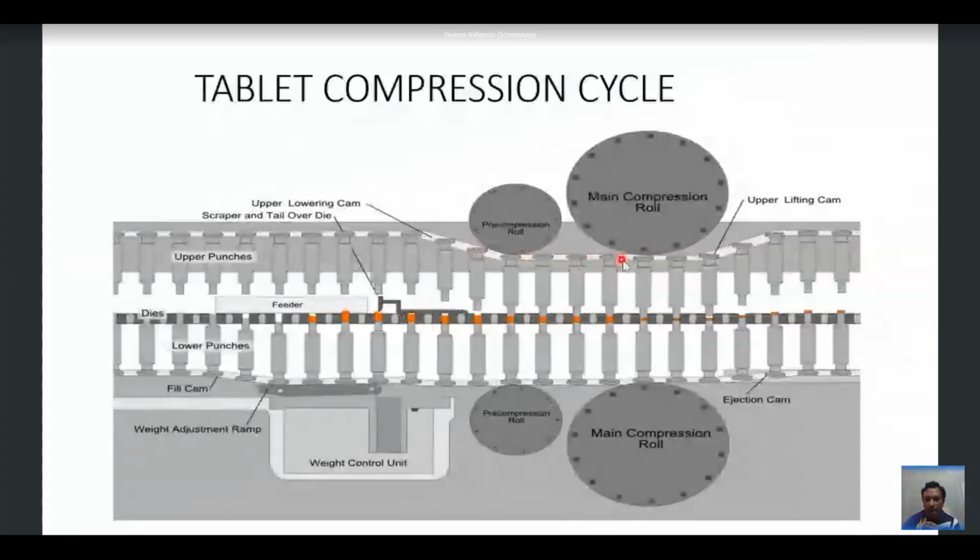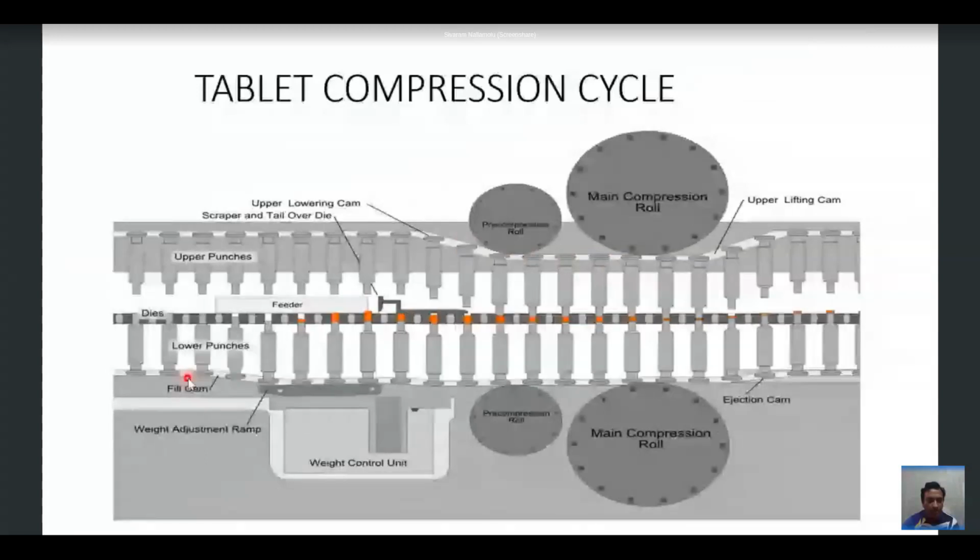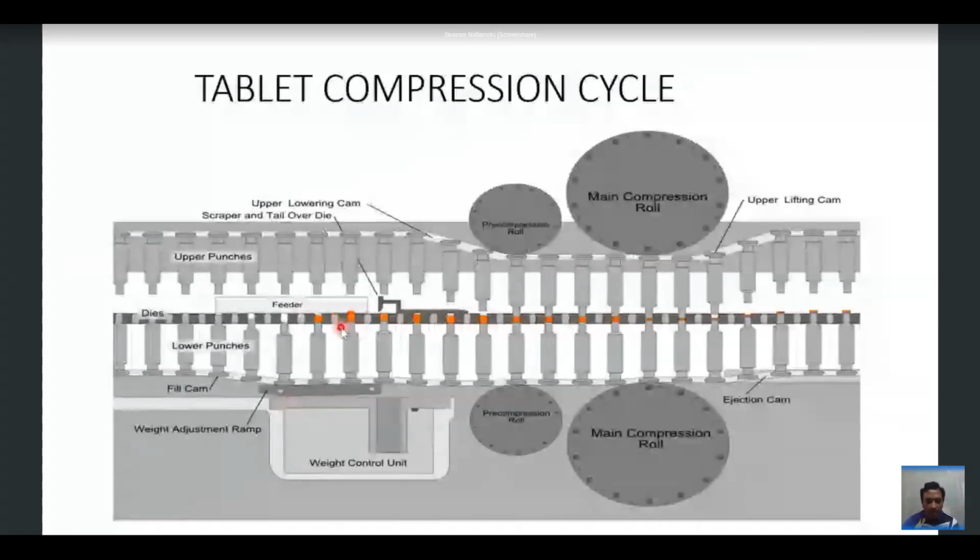Similarly, you have one more cam track at the bottom. Can you see this white line? This is the cam track where the punches are guided. You see here, the punches are moving horizontally. They are coming down and coming onto the fill volume. And here the granules are being filled. Can you see the orange colored granules being filled at this point?